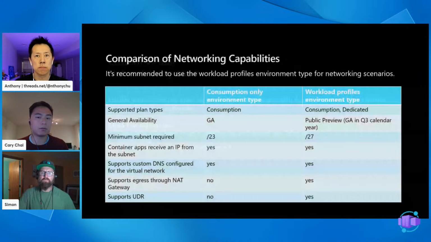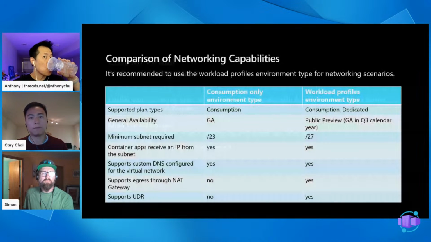But the main thing to call out for the workload profiles environment type is 1, there's a different minimum subnet required. So consumption was /23, which is a really large set of IP addresses, while workload profiles environments support down to a /27. In addition, we also support things like NAT gateway, and you can use UDR and firewall when using a workload profiles environment type.